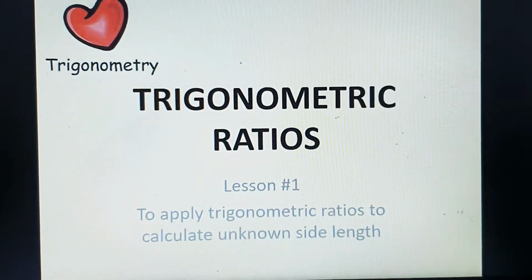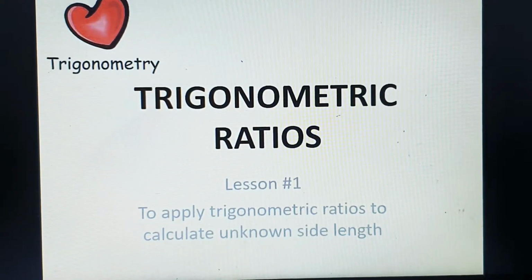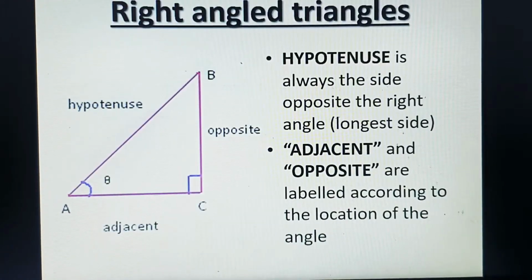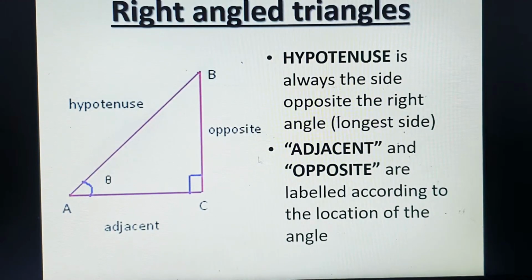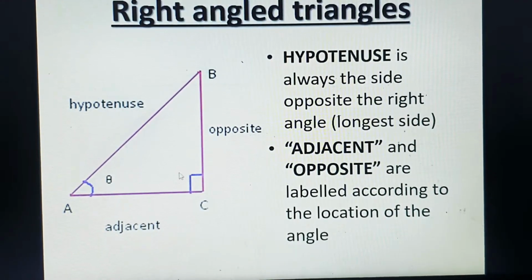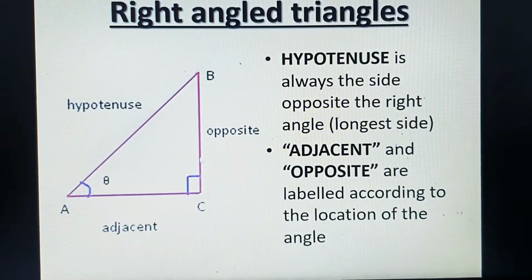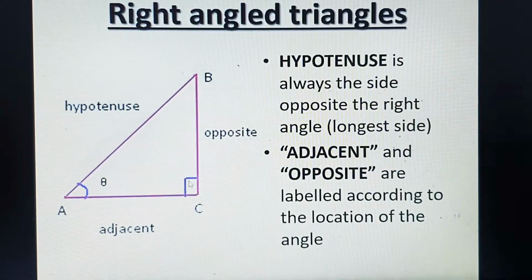Today we're going to go through trigonometric ratios and how to use them to calculate an unknown side length for a right angle triangle. Now these can only be applied if the triangle has a right angle in it, otherwise this is completely useless. So important to note that when you have a right angle triangle, the side that's opposite the 90 degrees is always, no matter what, going to be called the hypotenuse.